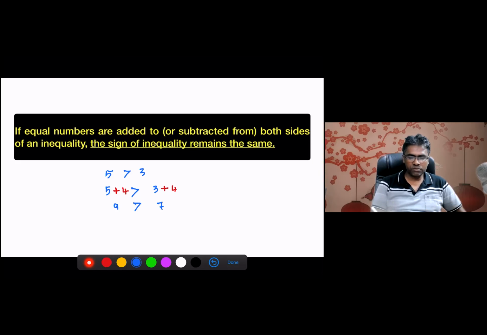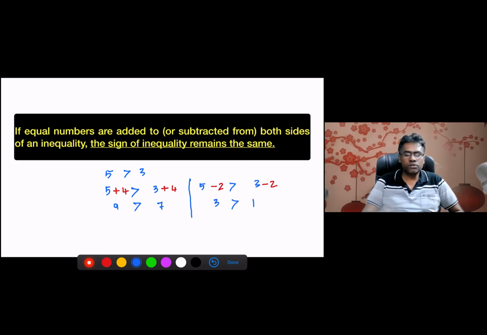The same thing goes when you subtract a number from either side. So I subtract, for example, 2 on both sides. Then what will happen? I have 3 here and then I have 1 here. So the inequality is still valid. The left hand side is still greater than the right hand side. So you're okay with this, Sidhu?